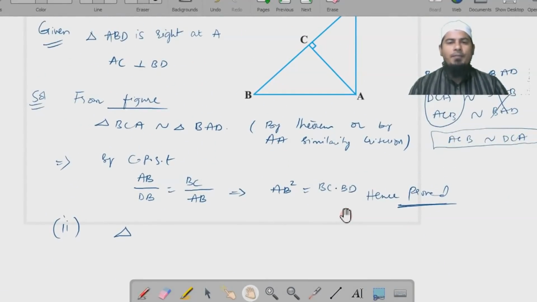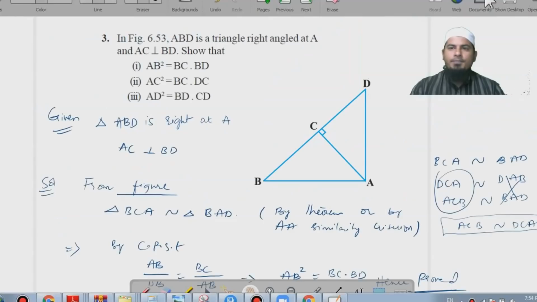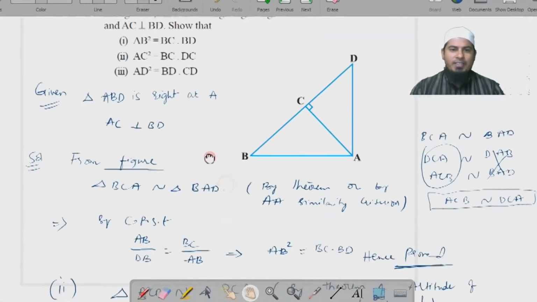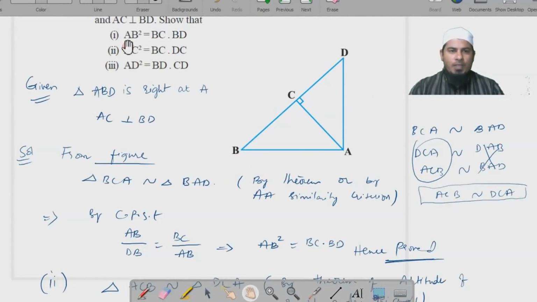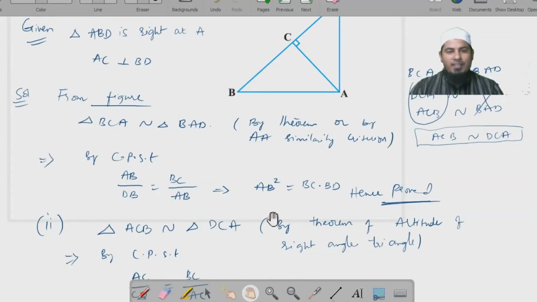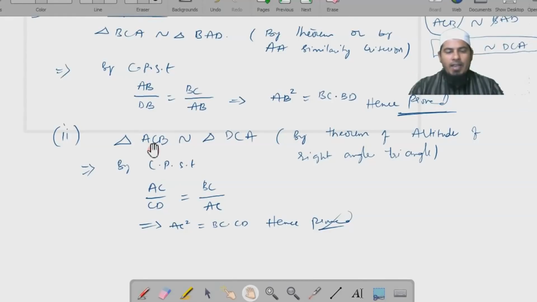So which triangle is similar? See here, so here is the solution for this. Let us discuss. In this first, AB square is equal to BC times BD. So we need to prove triangle BCA and BAD as similar. They are similar with the help of a similarity criterion, or also by the theorem of altitudes of right angle triangle. After writing the corresponding sides in the same ratio, we'll get the cross multiplication to get the answer. Similarly, triangle ACB is similar to triangle DCA by the theorem of altitudes of right angle triangle. And when we write the corresponding sides in the same ratio, we get the solution for this.